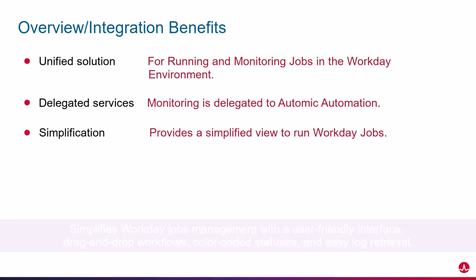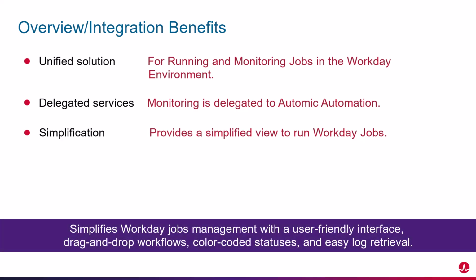Automic Automation lets us build configurations with intuitive interfaces like drag-and-drop workflows and supervise processes in simple dashboard tools designed natively for operations. Statuses are color-coded, and retrieving logs is done with a basic right-click. From an operations perspective, Automic Automation highly simplifies the configuration and orchestration of Workday jobs.